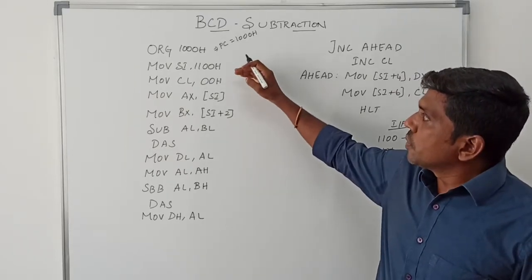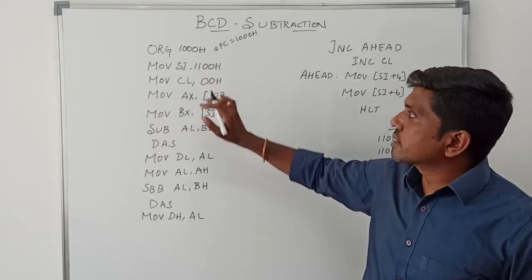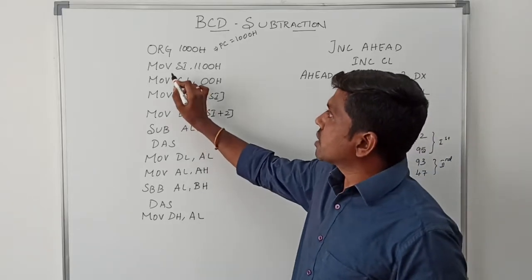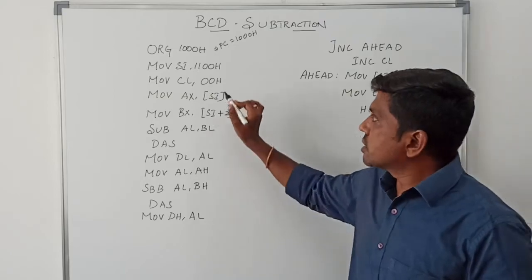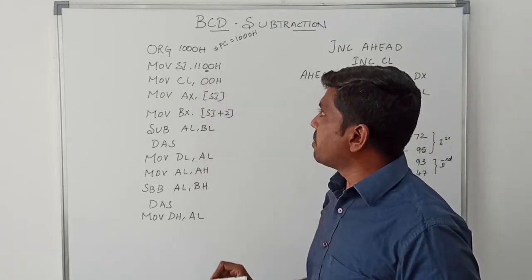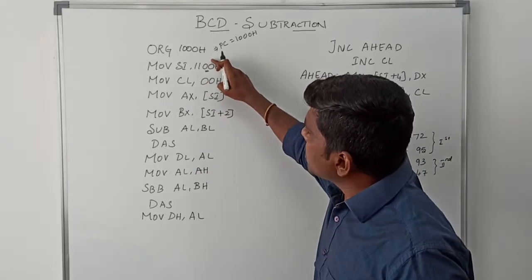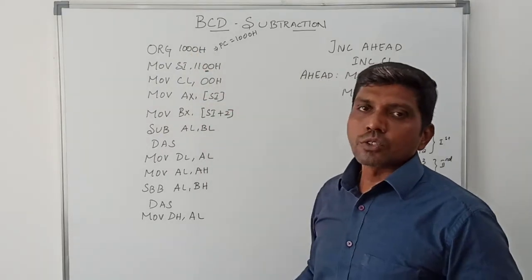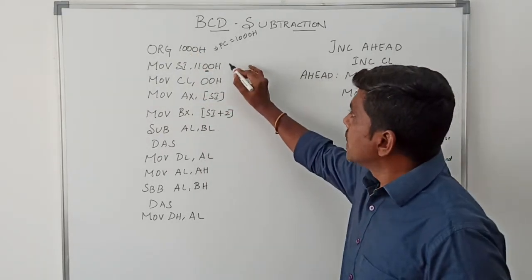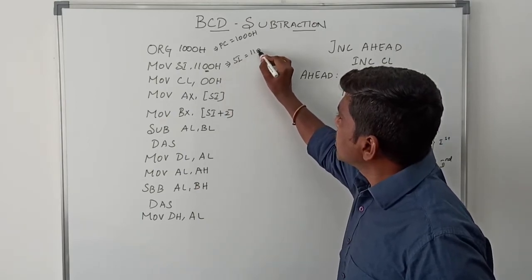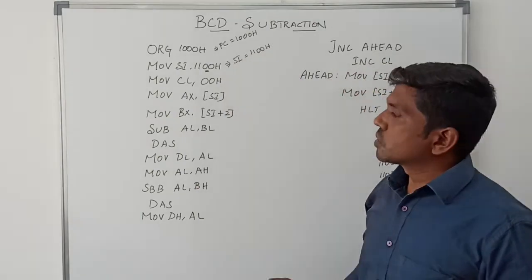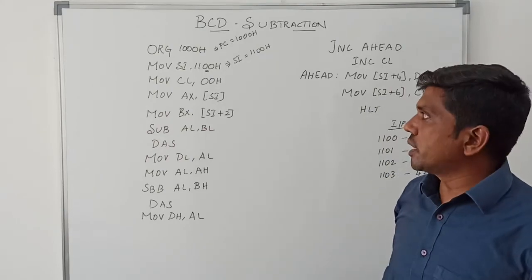After that, you initialize the source index register value. You can use the instruction MOV SI, 1100H. This 1100H is a 16-bit value. This 16-bit value is transferred to SI. After execution of this instruction, the source index register value is 1100H. So you initialize the source index register.